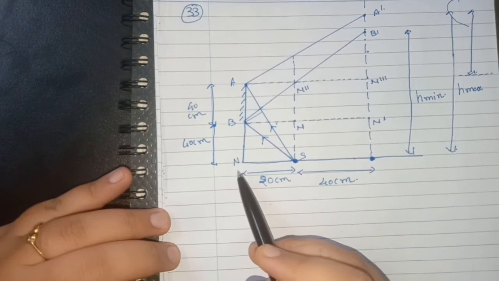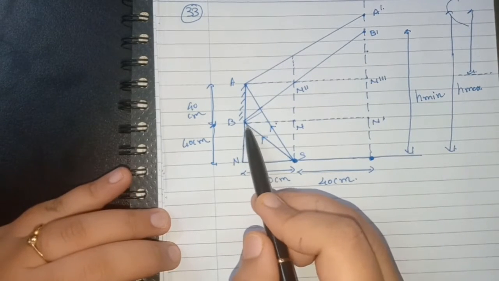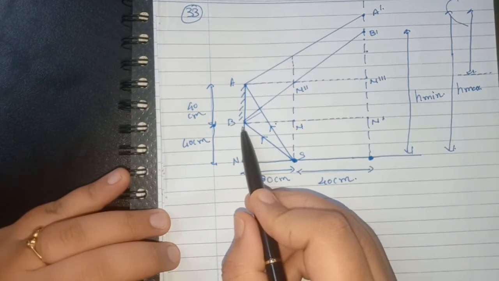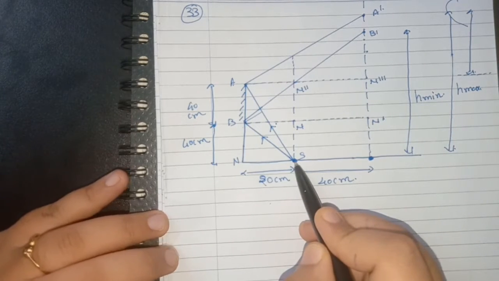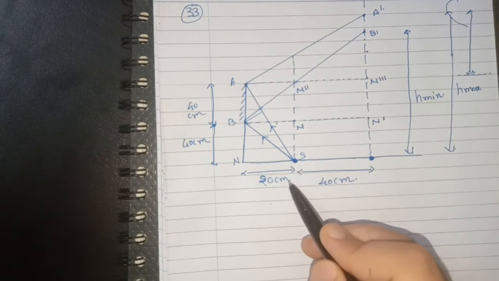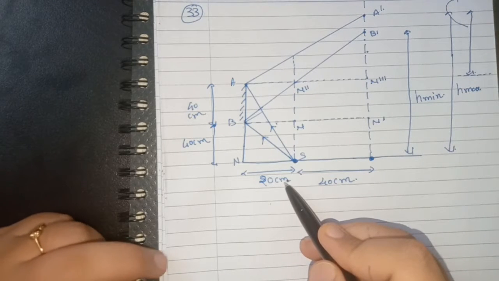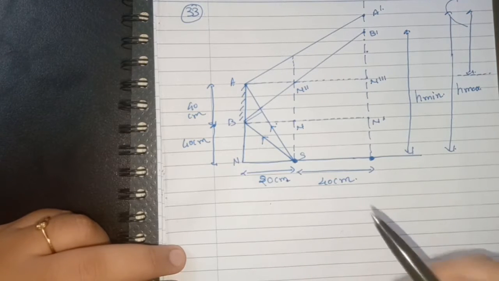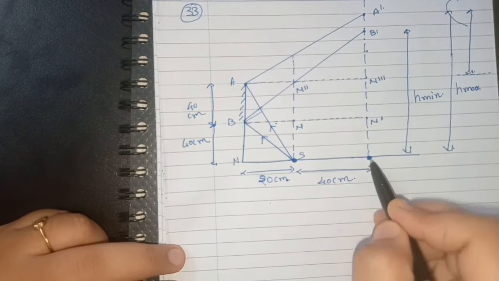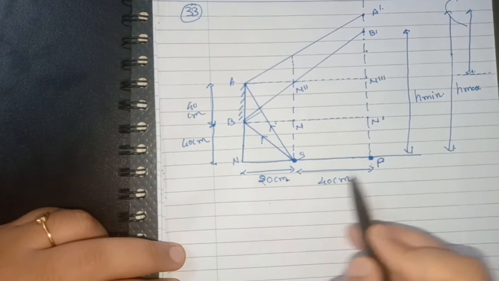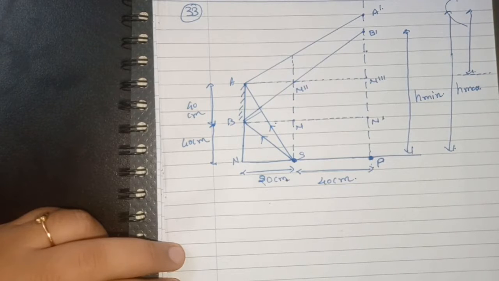In question number 33, in the figure shown, AB is plane mirror of length 40 cm placed 40 cm above the ground. There is a source of light S at a distance 20 cm from mirror. We want to find the minimum and maximum height of a man required to see the image of the source standing at a point P on the ground. Here point P is at 60 cm from the wall containing mirror.